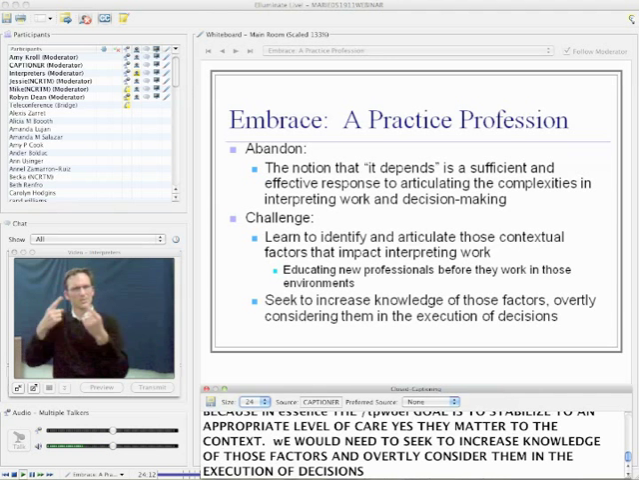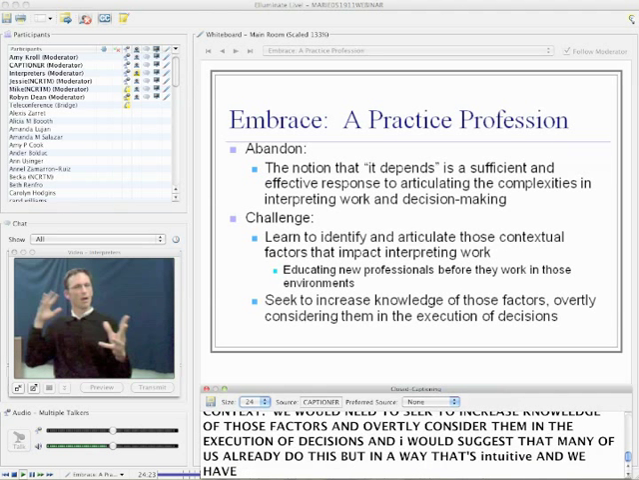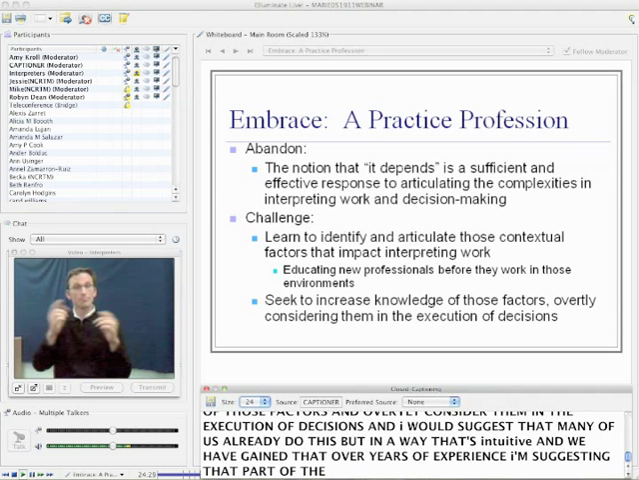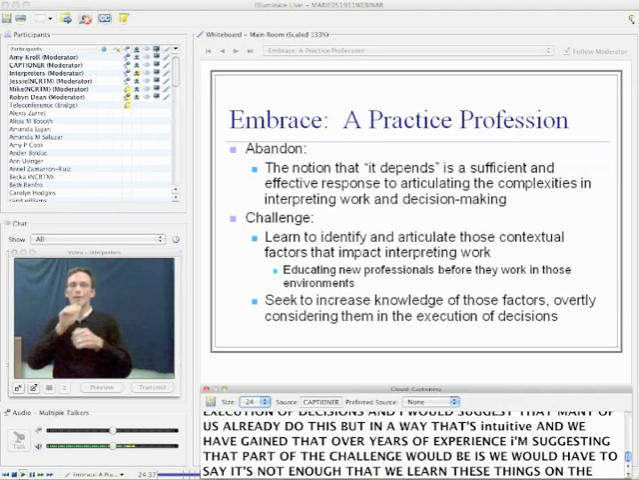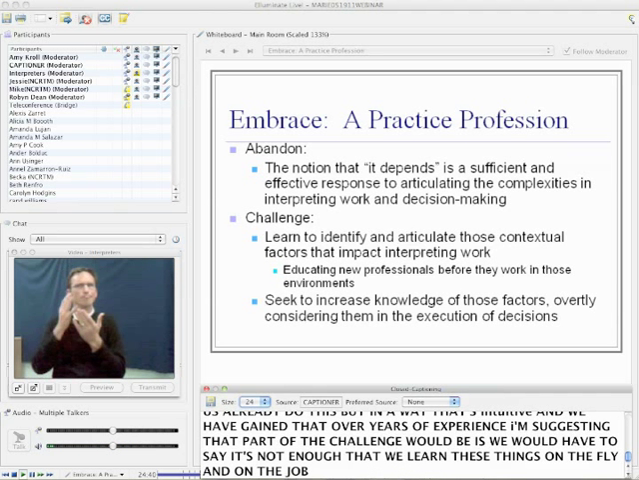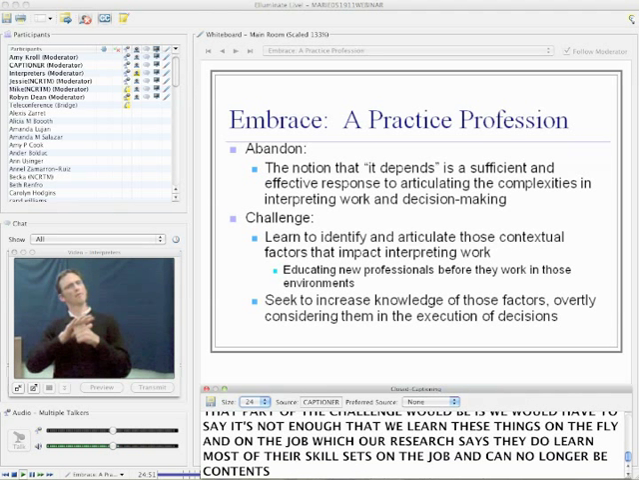And I would suggest that many of us already do this, but we likely do it in a way that is intuitive and that we've gained that intuition over years of experience. I'm suggesting if interpreting is a practice profession, part of the challenge would be that we would have to say it's not enough that we learn these things on the fly, on the job, which our research shows most interpreters do learn their skill sets on the job. And we can no longer be content with intuition as our main way of making decisions.